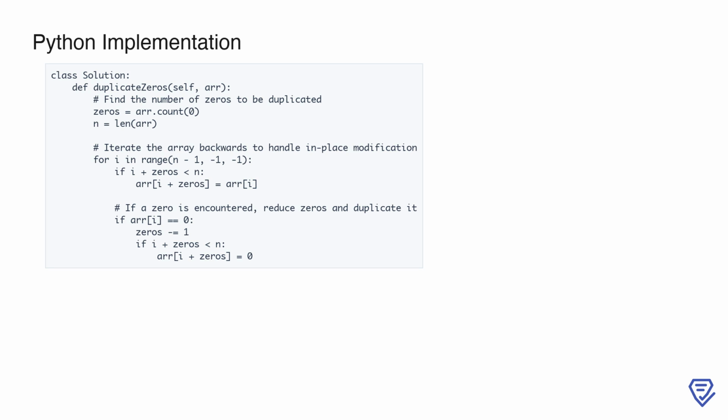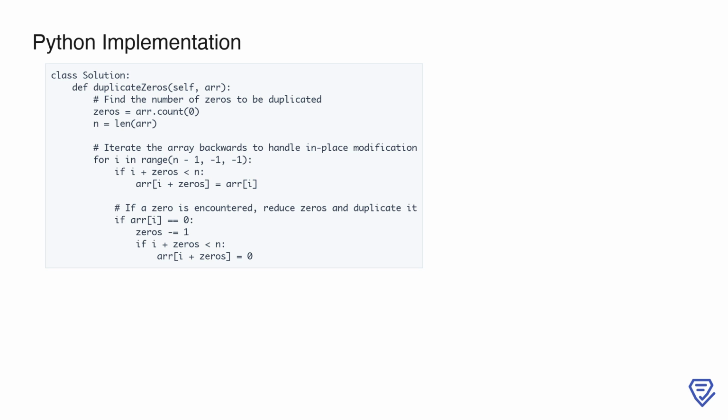The solution begins by determining how many zeros need to be duplicated using arr.count(0). This value is stored in the zeros variable. Since the array size must remain fixed, this count helps manage the in-place modifications without exceeding the array's bounds. Next, the algorithm iterates backwards through the array using a for loop from n-1 to 0. This ensures we handle the elements in reverse order, making it easier to shift elements while avoiding overwriting important values.